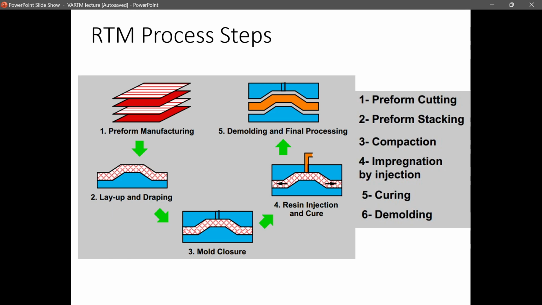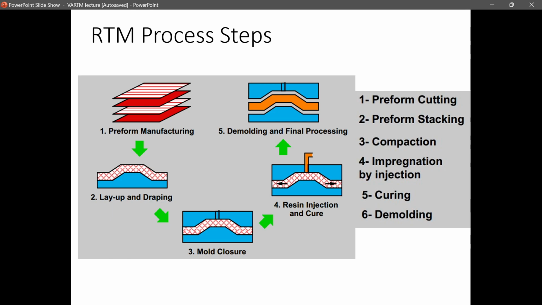In the RTM process, of course, you have to cut your fabric first. That's the first step always. Then you have a mold. Put everything on your mold, and then you put another mold on top of it, a closure mold. You add the resin to the whole system, and you just let it cure. That's it. So cutting, stacking, compaction, impregnation by injection, curing, and demolding are the whole process. And this is something we actually do in McNair.